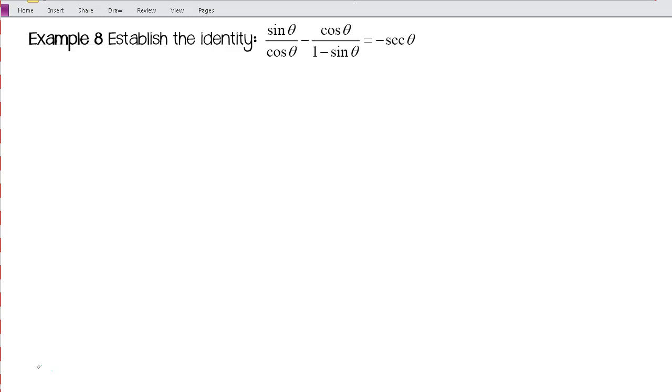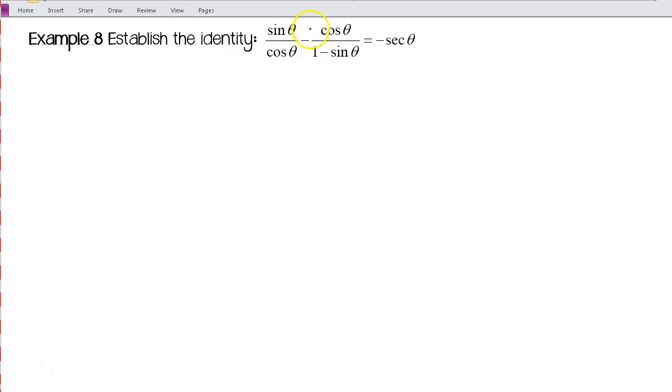So example 8, we want to establish this identity. And again, I mentioned in a previous video that normally I'll start with the more complicated side and try and work with it until it equals the other side. So in this case, again, we would be starting with the left side. And since I have a couple of fractions here, a very common technique is to either add or subtract those fractions. So I'm going to go ahead and add these fractions.